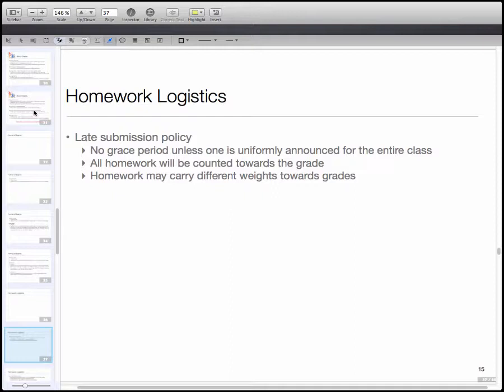But in case there was some snafu with the tool, or maybe there was a mistake in the way we presented the question or something like that. Homeworks may carry different weights towards the grade. So even though they will add up to the stated grade, the distribution may vary. Every time we hand out a homework, we'll say how much of the course grade it would account for.